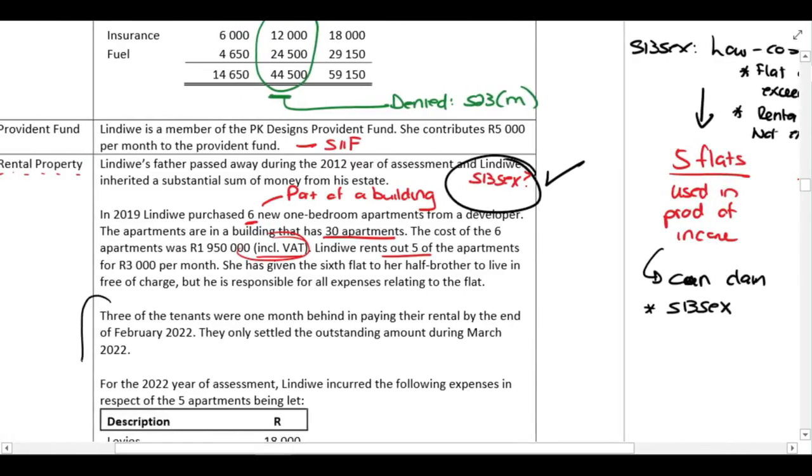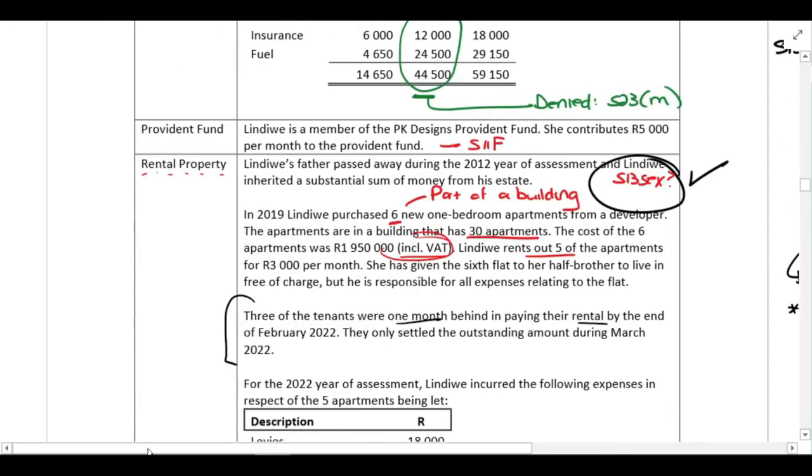Okay. 3 of the tenants were 1 month behind in paying their rental by the end of February, and they only paid it in March. This is a classic thing to see in questions. Will she include that rent in her taxable income? Remember, gross income is on the earlier of receipt or accrual.